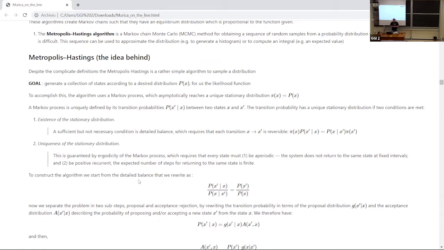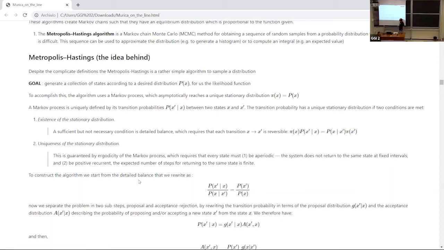So to define this, we need to go into other definitions. Basically, what we need to define is how a Markov process is created. And the Markov process is uniquely defined by the transition probability between two states of the chain. Basically, this transition probability needs to satisfy two conditions. The first is the existence of a stationary probability. A sufficient but not necessary condition for this is that the transition between the two values is reversible, so that you can go from x to x' and from x' to x with the same move. So the move to go from the first to the second is the same as the move to go from the second to the first. This can be written in an equation that is basically again a rewriting of Bayes' theorem in a sense.